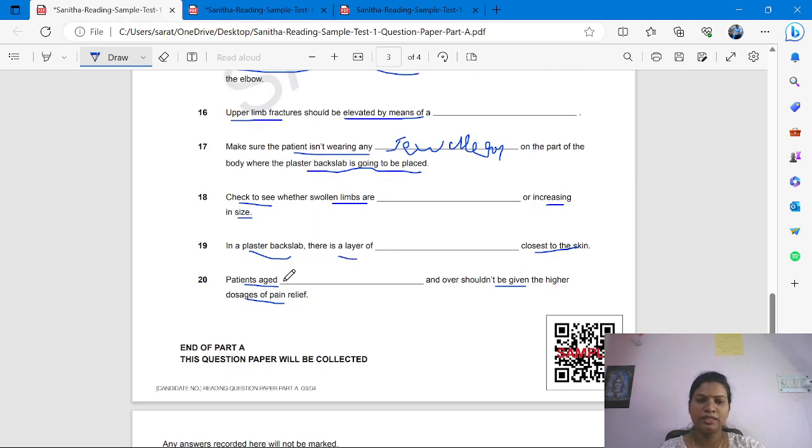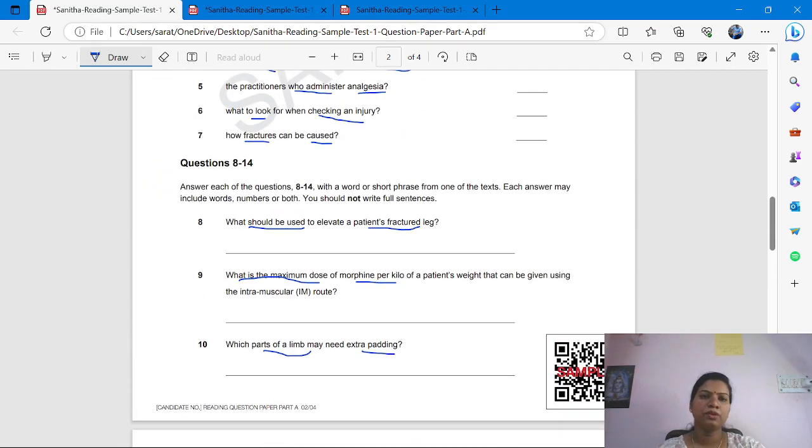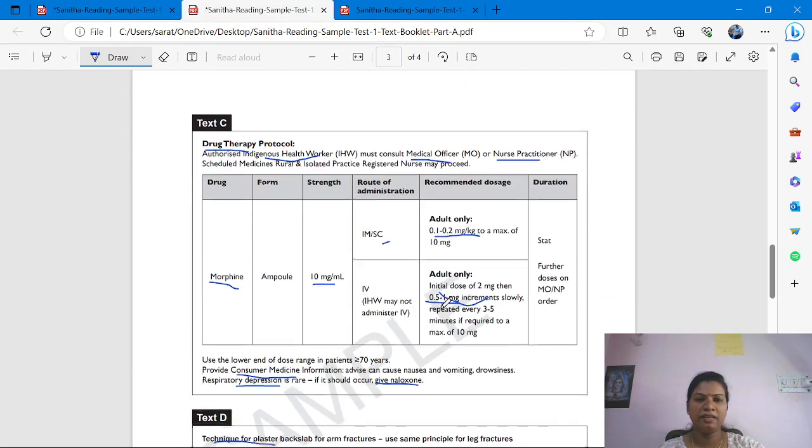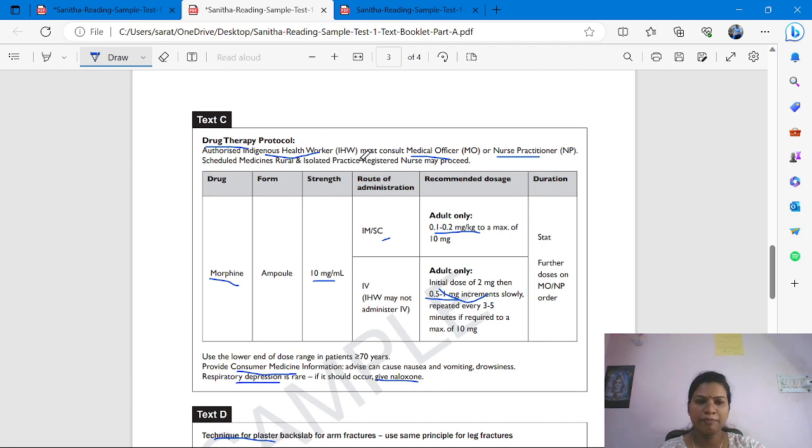Twentieth question. Patient's age, dash, and over shouldn't be given the higher dosage of pain relief. They are asking about the medication, so we have to go to the medication section, the drug therapy protocol, and just do skimming and scanning. If there is patient age, here in patients greater than or equal to 17 years, use the lower end of the dose range.